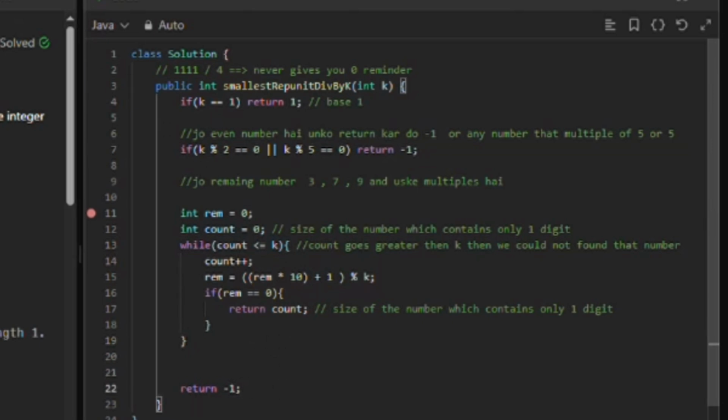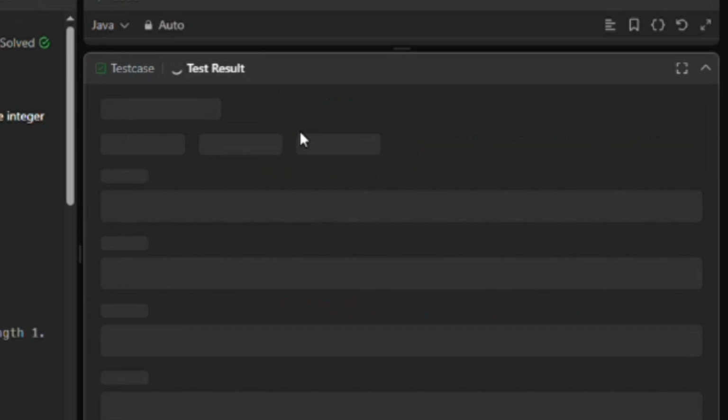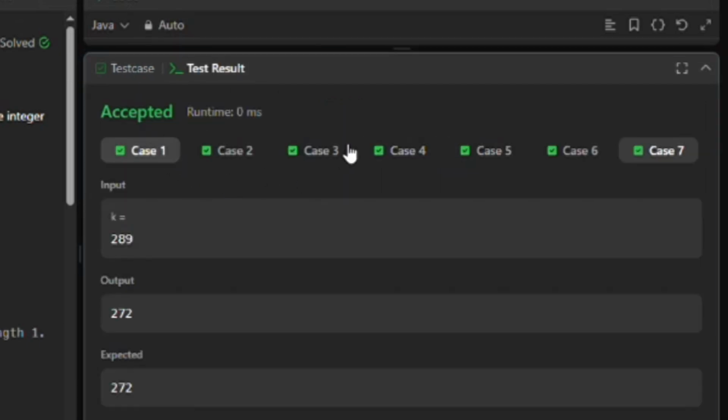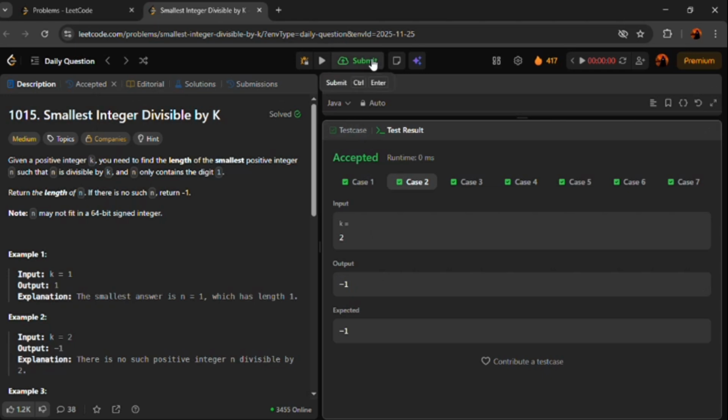Okay, let's run this code. I took many test cases: k equals 89, 21, 49, 9, 3, 2, which gives -1, and k equals 1 gives 1. You can take any even number, and it always gives -1 as output. Let's submit it.